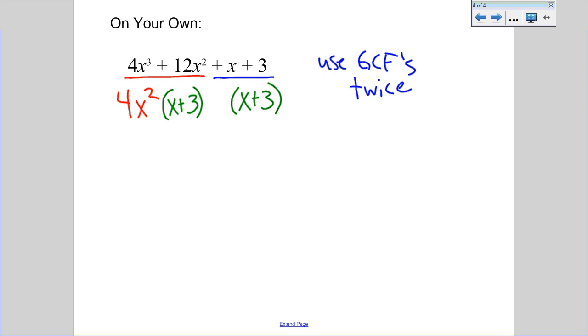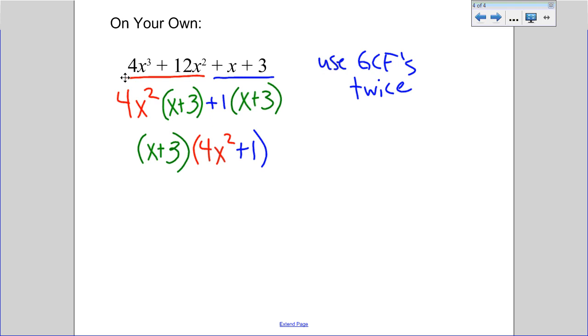So the greatest common factor of x and 3 is simply 1, and it's okay to have a plus 1 there. At this point, the process looks the same. X plus 3. I'm then going to take my leftovers, 4x squared and plus 1. Because this is a plus 1, I cannot go any farther with my factoring, and so we are done.